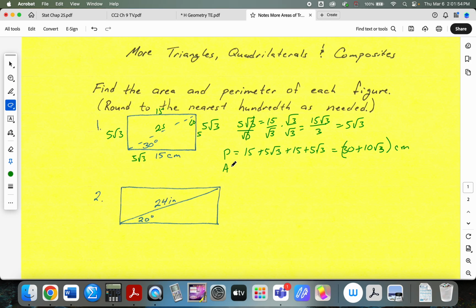For the area, it's base times height. So that's going to be 15 times 5 square roots of 3, which is 75 square roots of 3. And since that's area, it's in square units, so square centimeters.